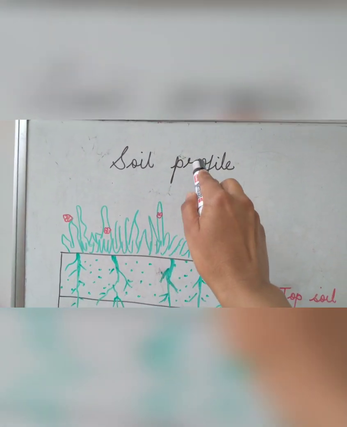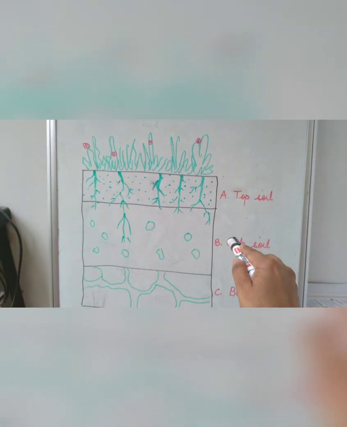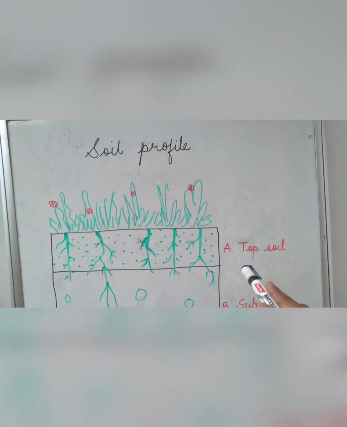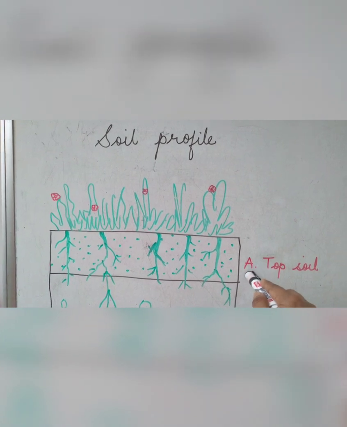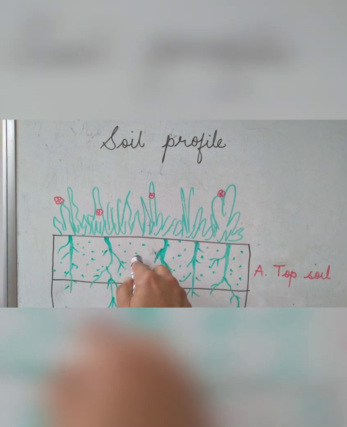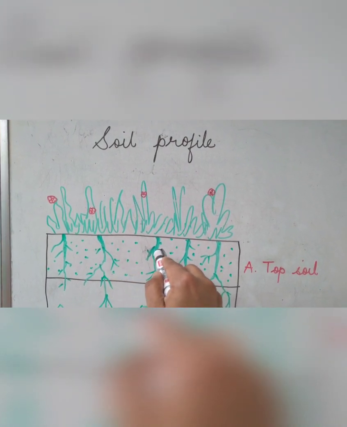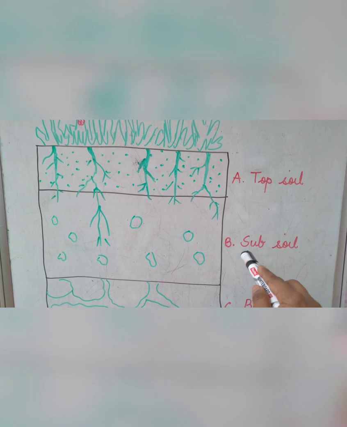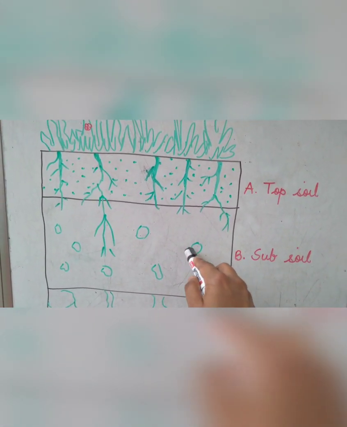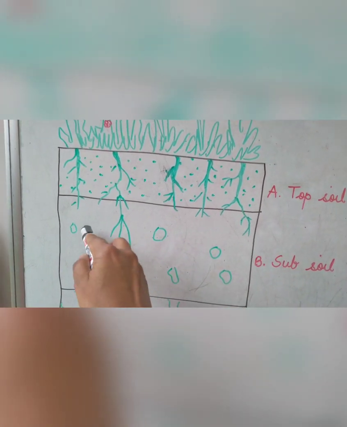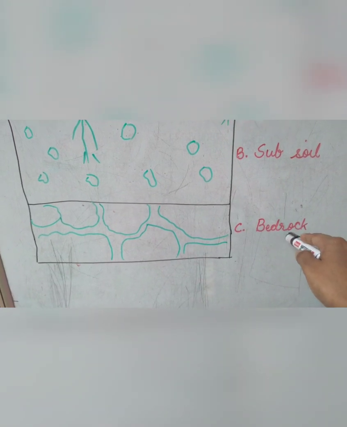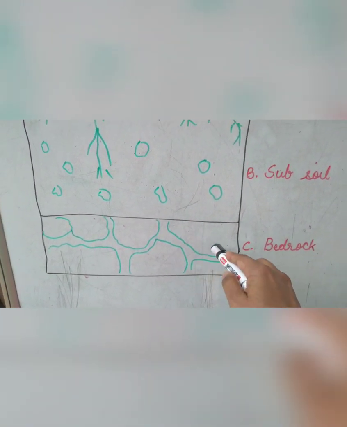Soil profile. Soil profile means layers of soil, as you can see in the diagram. The topmost layer, which is layer A, is called topsoil. Here you'll find roots, soil, water, and air. Then we have layer B. This layer B is called subsoil, and here you'll mostly find small pieces of rocks, as you can see here. Then the bottom layer is bedrock. Here you'll find big rocks.